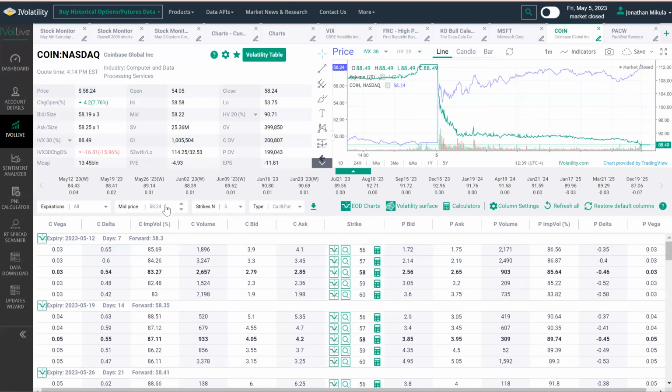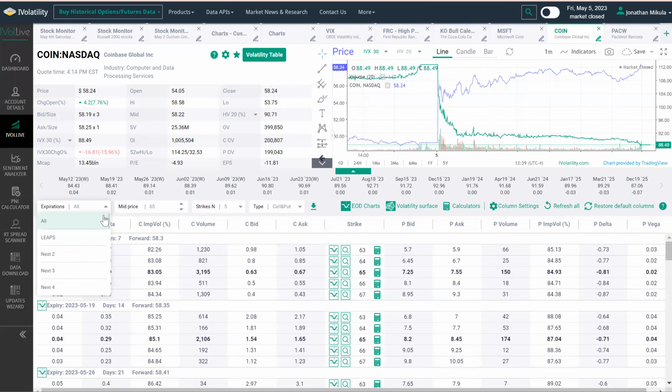You could change your mid price here, so if you wanted to go way outside the money, but only look at 5 strikes, you could do something like, come here. You do like 65 for an example. It's going to show you the 5 strikes using 65 as your middle figure. So again, that's useful for anybody that likes to do way outside the money type analysis. And then you can also do different expirations. So you could look at LEAPS. If you're a long-term trader, you could look at the next 2, 3, 4 upcoming expirations. You could look at quarterlies, weeklies, all of the above.